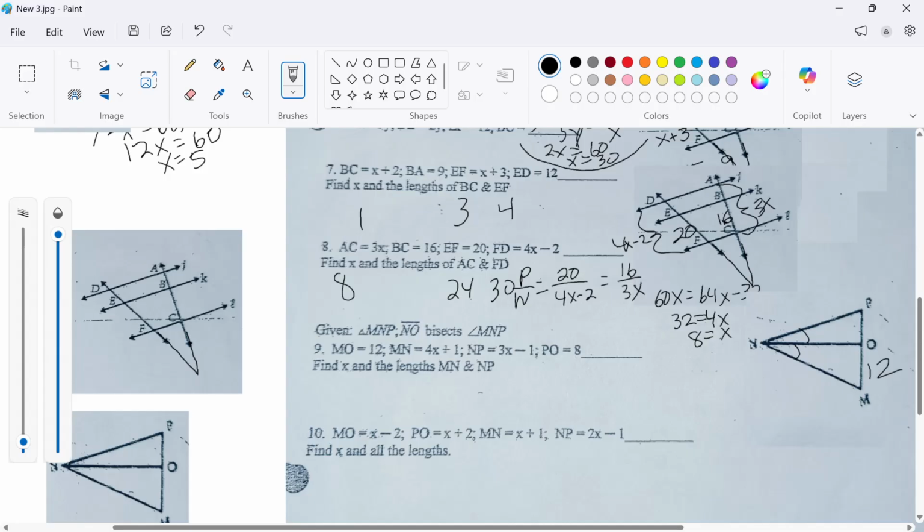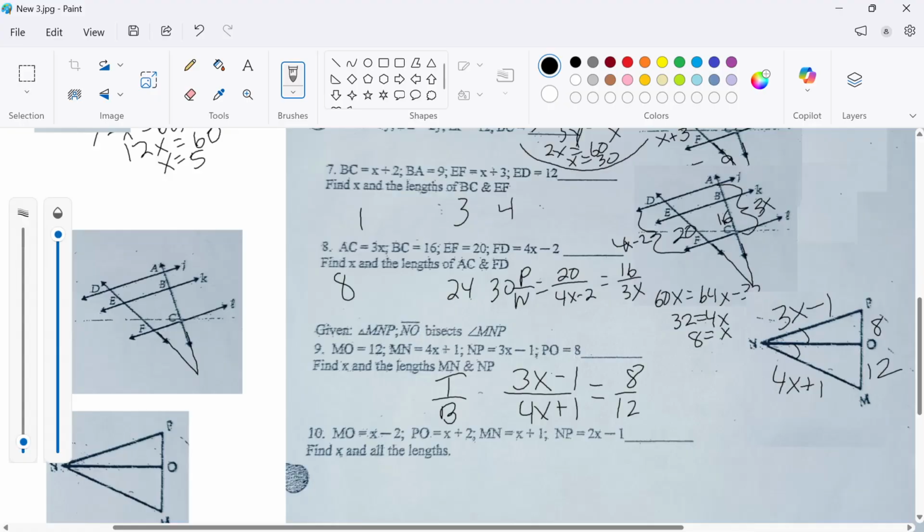MN is 4x plus 1. NP is 3x minus 1. And PO is 8. So I've got all kinds of ways I can do this. I'll do top to bottom. 3x minus 1 over 4x plus 1, and they want x and MN and NP, equals top to bottom, 8 to 12. I will cross multiply.